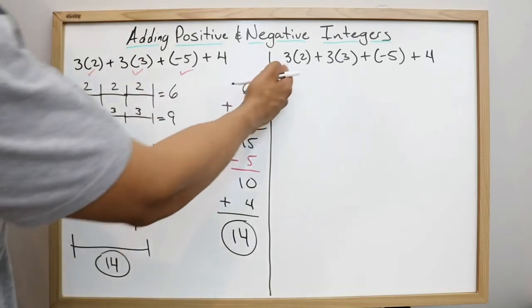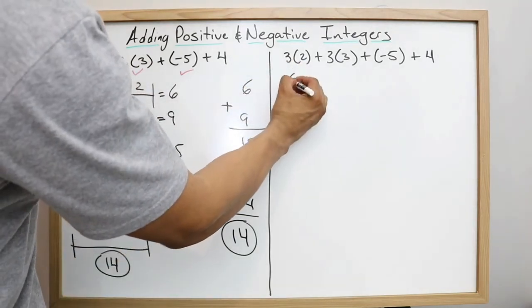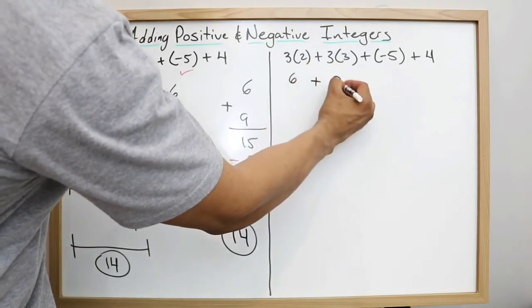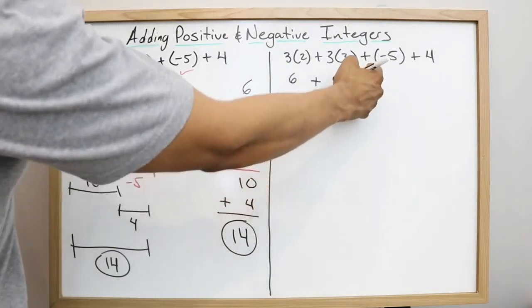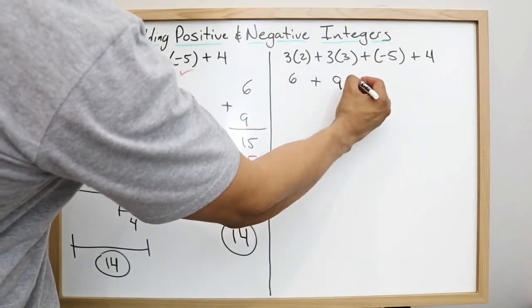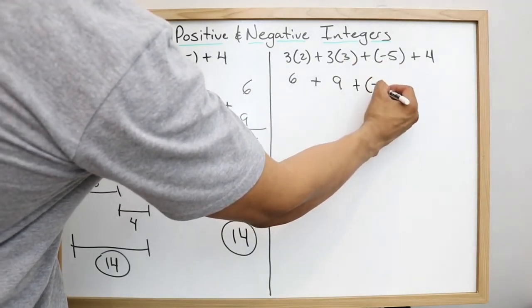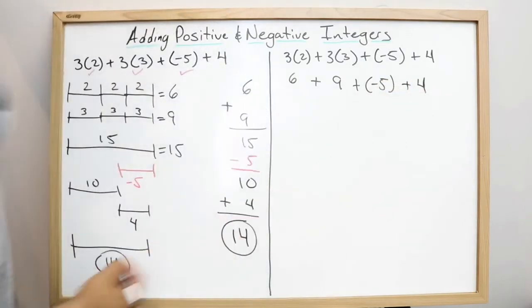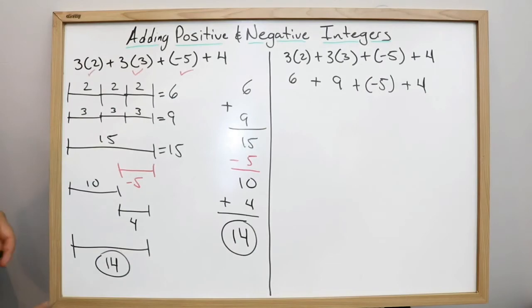So 3 times 2 is 6, plus 3 times 3 is 9. Now I'm going to keep that in a parenthesis still. So plus a negative 5 and plus 4. Now this other method involves tiles.